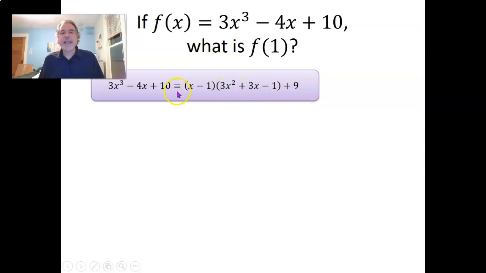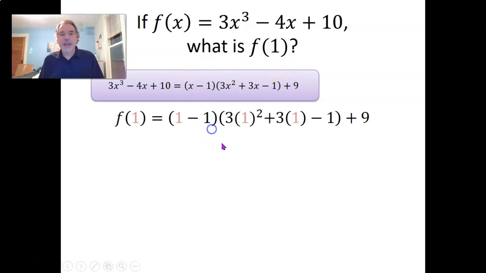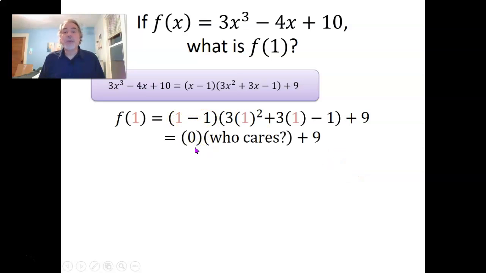Watch what happens if I take that way of writing it and put 1 in place of x. Then f of 1 would be 1 minus 1 times 3 times 1 squared plus 3 times 1 minus 1 plus 9. So what does that evaluate to? Well, 1 minus 1 would be 0. And this second factor, well, who cares what that is? 0 times anything would just be 0. And then that 0 plus this 9 on the end is 9.